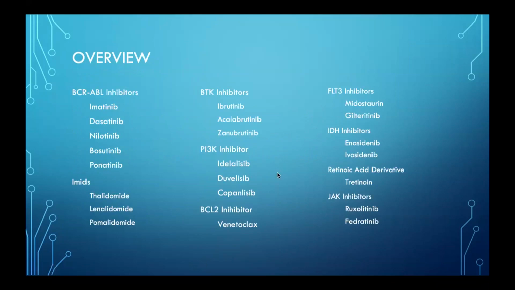So here's the overview of where we're going today, and certainly a lot of ground to cover. So we'll start with our original blockbusters with the BCR-ABL inhibitors in CML, move on to the IMiDs and myeloma, and then switch over to our B-cell disorders with the BTK inhibitors, PI3 kinase inhibitors. Venetoclax will kind of be our bridge between those and AML, where we get into our targeted AML therapies with FLT3 inhibition and IDH inhibition. And then we'll round it out with our retinoic acid derivative and APML, as well as our JAK inhibitors.